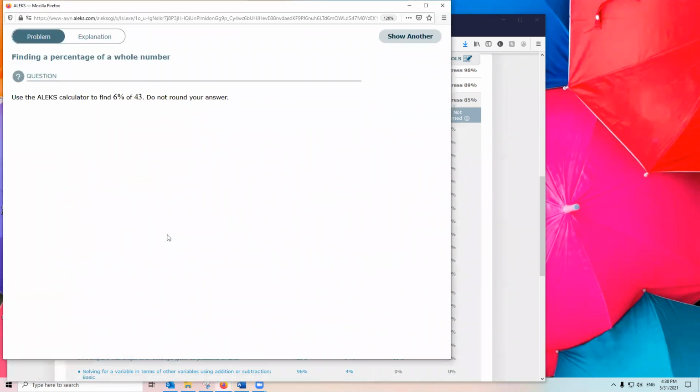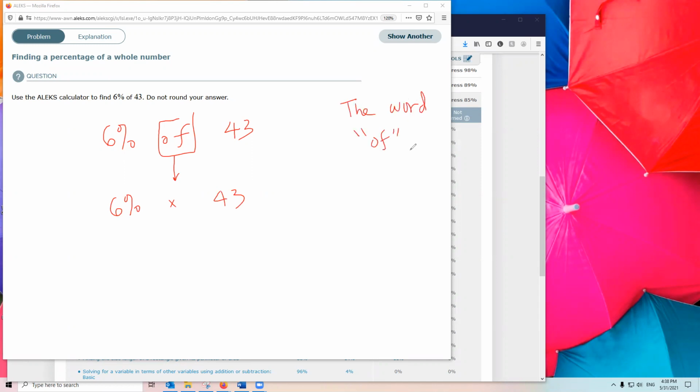What if we do an example here? Find a percentage of a whole number. So it says use the Alex calculator to find 6% of 43. Now, the one thing we're going to talk about in a few minutes is when you see the word "of," it means multiply. So I'm going to change this to be 6% multiplying 43. So when you see the word "of," this translates to a multiplication.